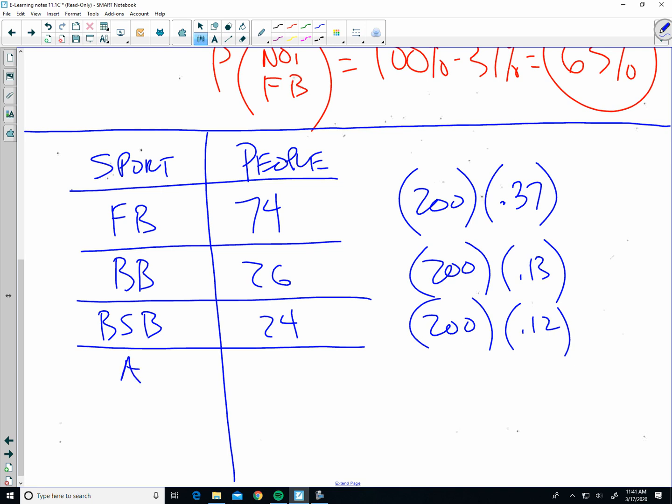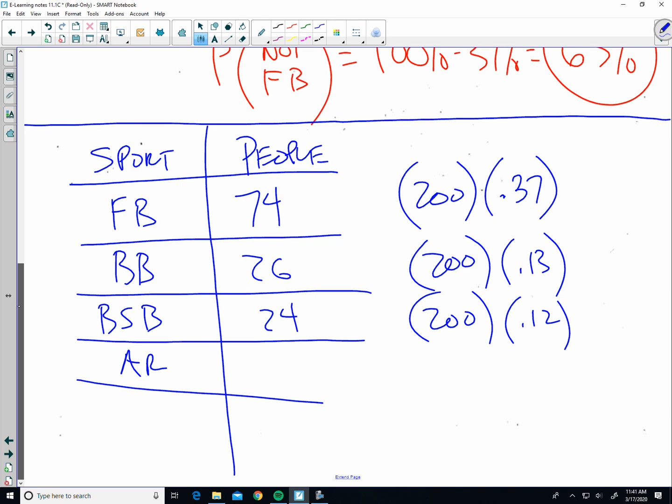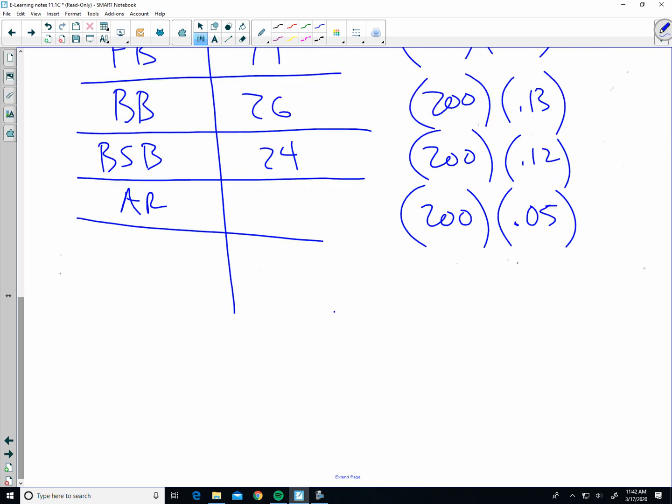How about AR for auto racing? A lot of auto racing fans out there. Once again, we sampled 200 people what their favorite sport was to watch on television. And our auto racing people came in at 5%. Remember, 5% as a decimal is 0.05 there. So if we take the 200 and we multiply it by the 0.05, that's going to get us 10 people that chose auto racing as their favorite sport to watch on television out of 200.